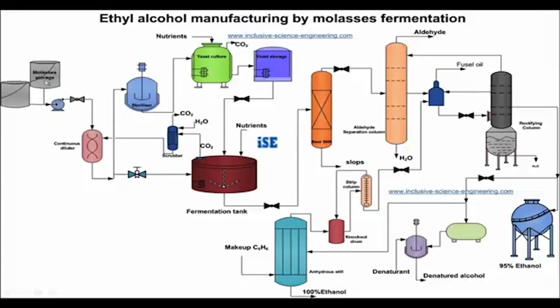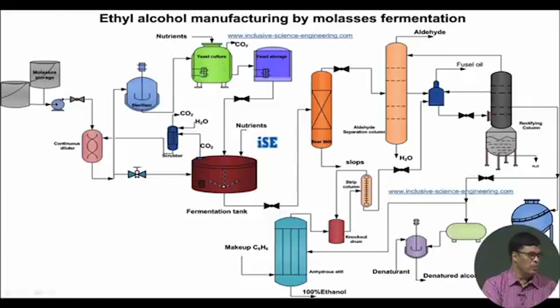This is the molasses storage tank, and then we take it here continuously. We dilute this, then we can do the sterilization, because for the yeast inoculum preparation we shall have to sterilize. When you go for ethanol fermentation, we don't require the sterilization directly. This media can be used in the fermentation tank, but when we prepare the culture, it is prepared under aerobic conditions.